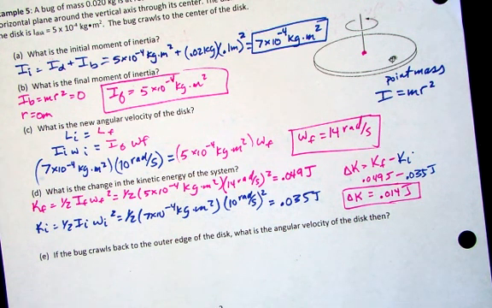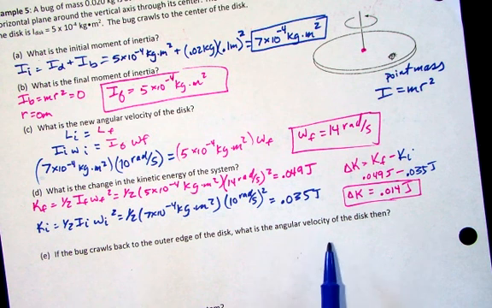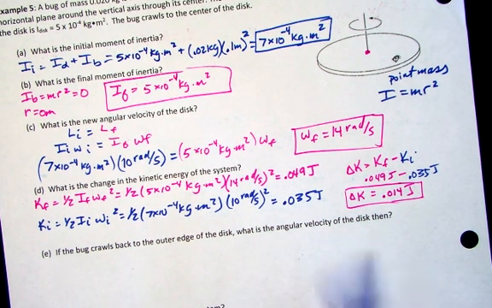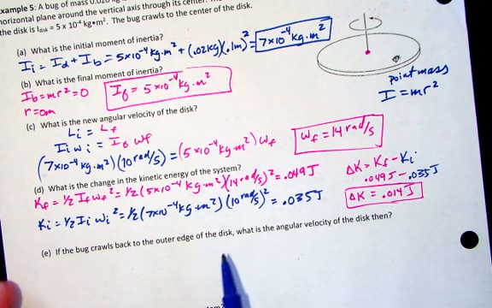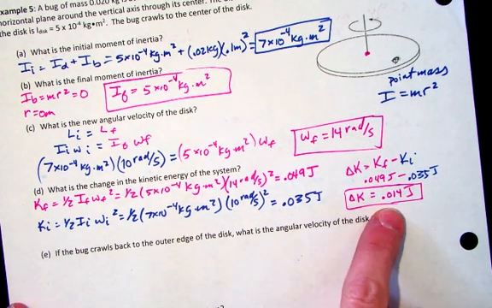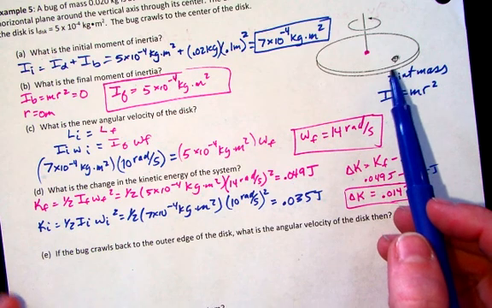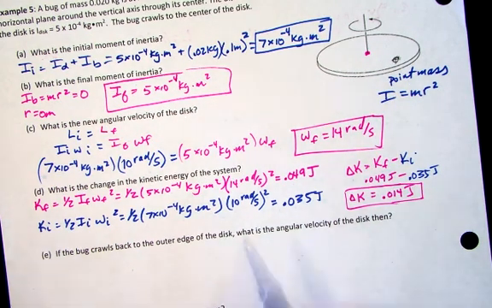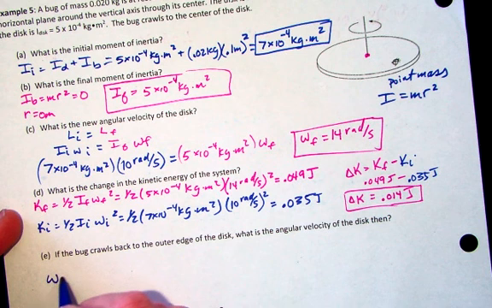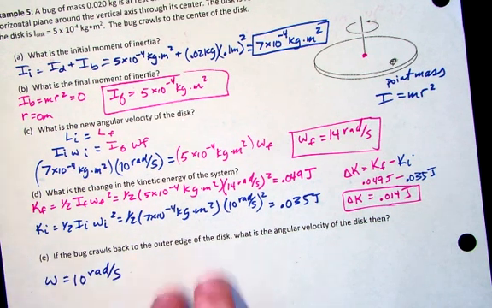Okay, so let's take a look at another situation. So now the bug is in the center, and now it wants to walk to the outer edge of the disk, and they want to know what the angular velocity of the disk is. Well, here's the thing. If it's walking back out to the outer edge, whatever work it gained, it is going to lose moving in the opposite direction. So when all is said and done, if it's in the same position, same disk, moment of inertia is the same, the angular speed is going to go back to 10 radians per second. So it's going back to the original value.